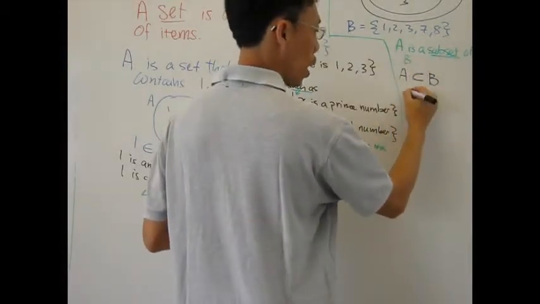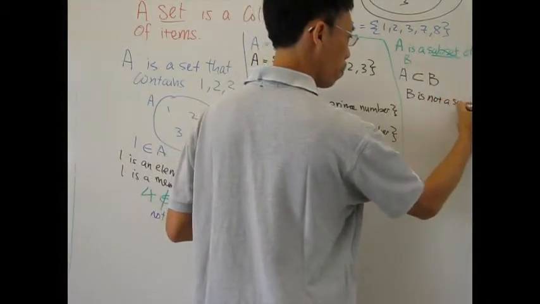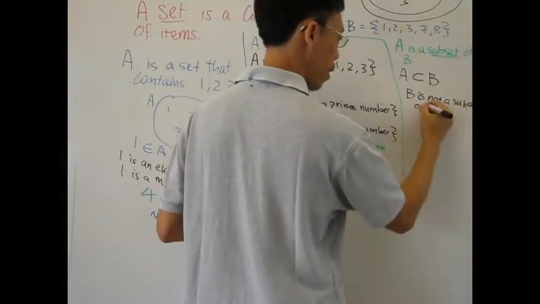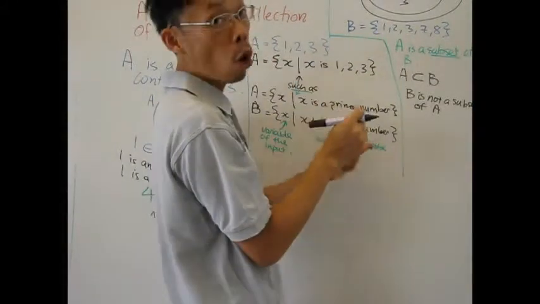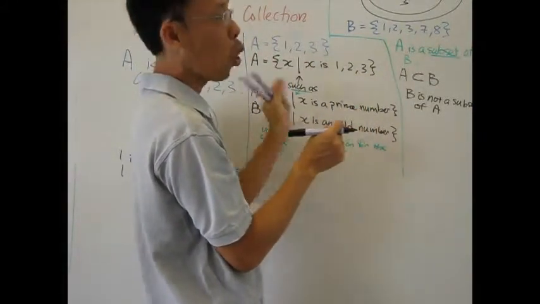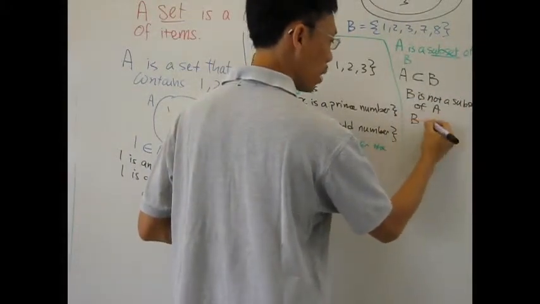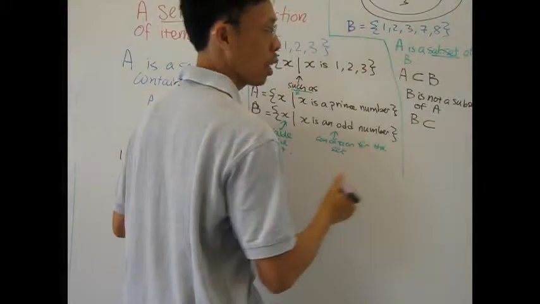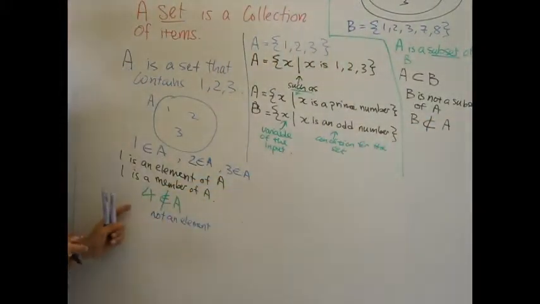So we can rewrite this: B is not a subset of A, because B is larger. To be a subset, you have to be smaller or equal in size. So B is not a subset of A. We represent this as C with a slash, just like not an element of.